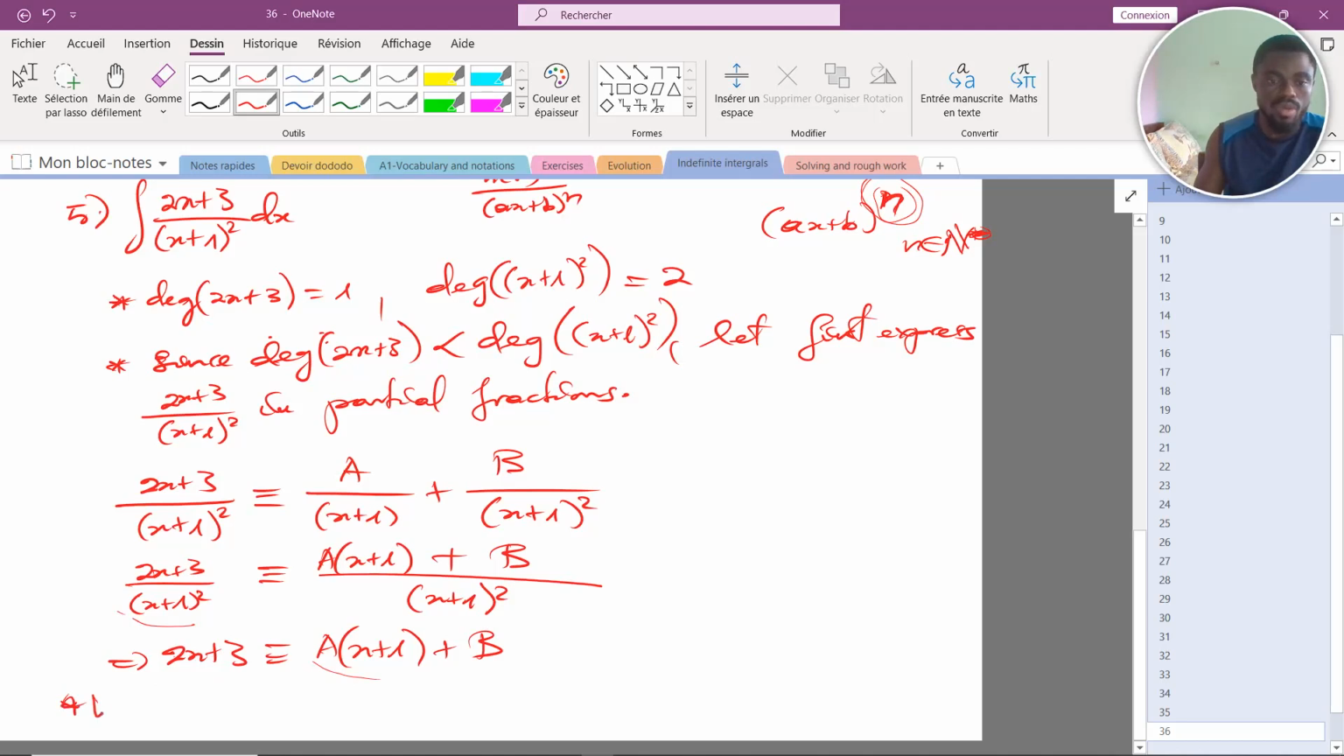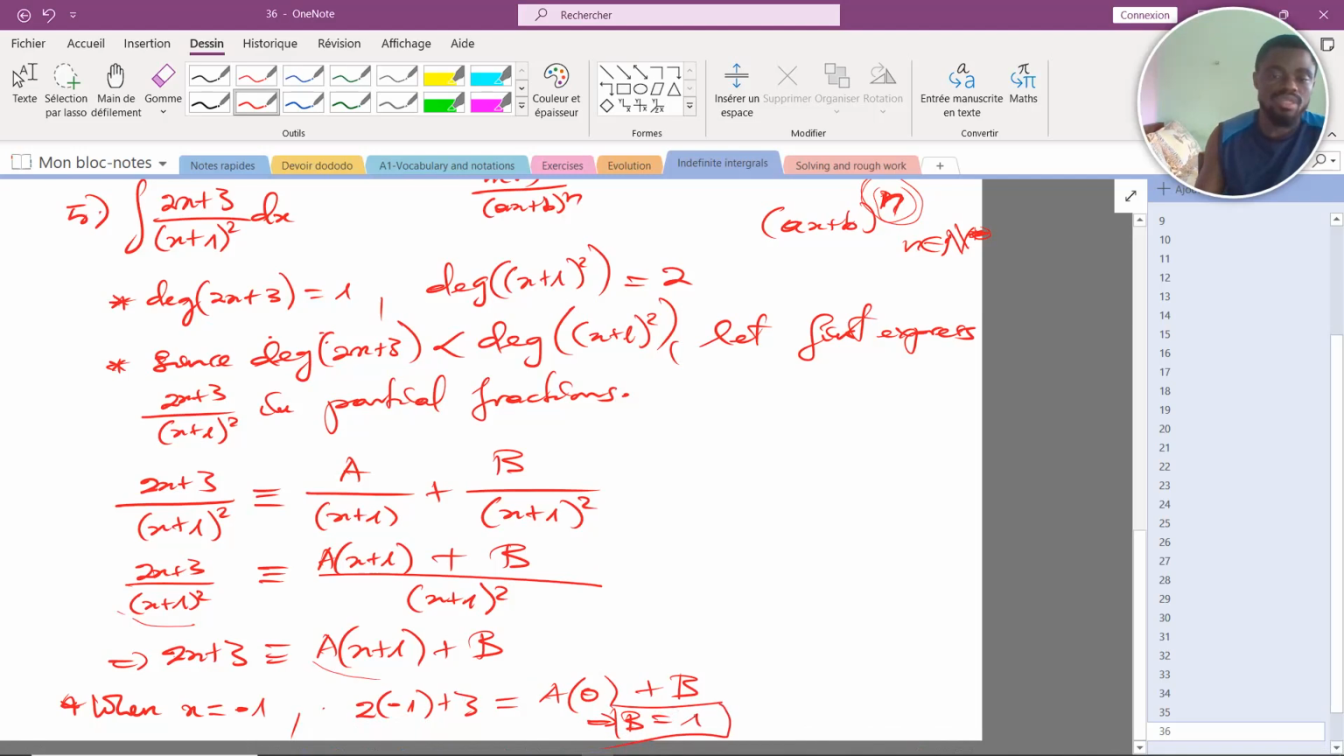So when I equate this to 0, x will be equal to -1. So when x is equal to -1, we basically have 2 into -1 plus 3 equal to A into, when I substitute -1 here, this becomes 0, plus B. So this implies our B is simply equal to 3 minus 2, so our B is equal to 1.